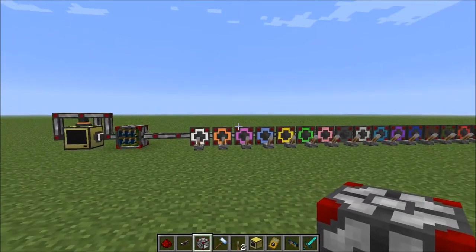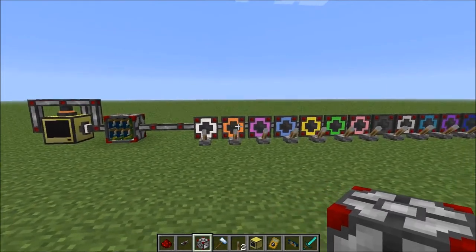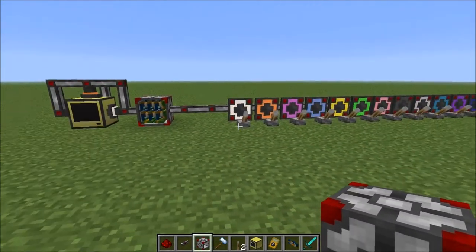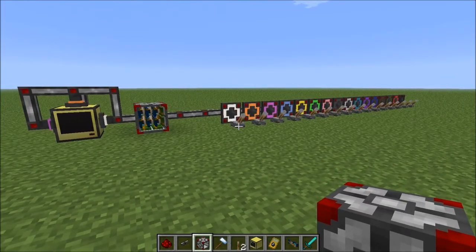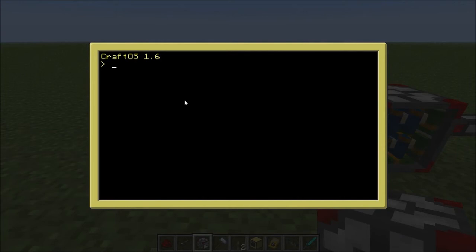Okay, so the way bundled input works is it essentially treats these cables as a binary number. So if you're not comfortable with binary, you don't know what binary is, I'll just try and explain this really quickly.